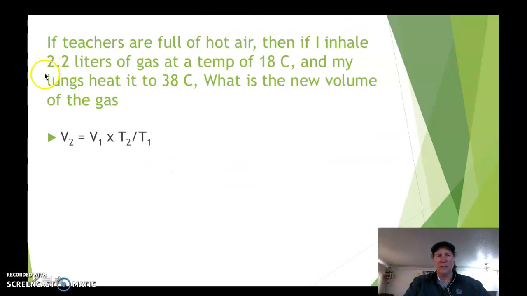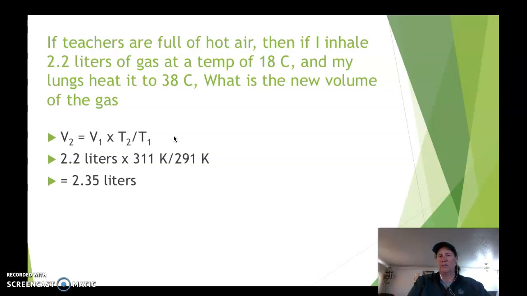First volume, 2.2 at 18 Celsius. Remember, you got to change that to Kelvin. The second temperature, so this one would be up here and the first one would be down here. And again, both of them change to Kelvin. Just fill in your numbers, multiply and divide, and you'll have your answers, okay? And again, you should have a gas laws cheat sheet that has all the formulas on them, okay? Make sure that printed out, and that'll help you.